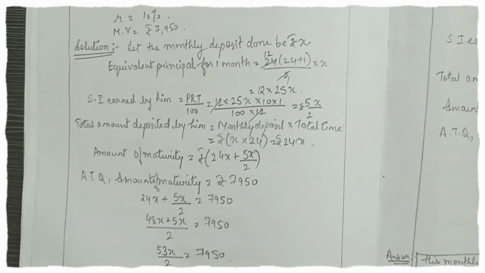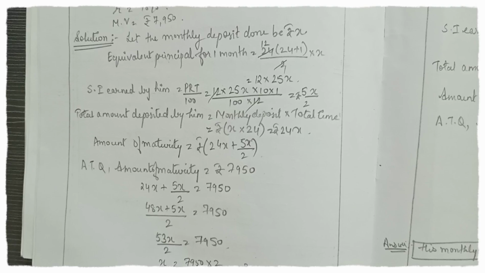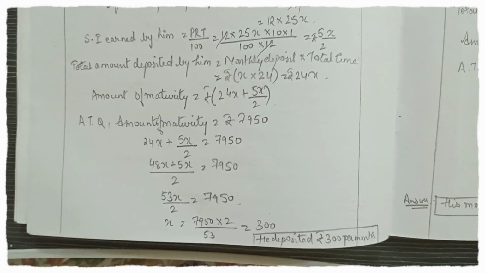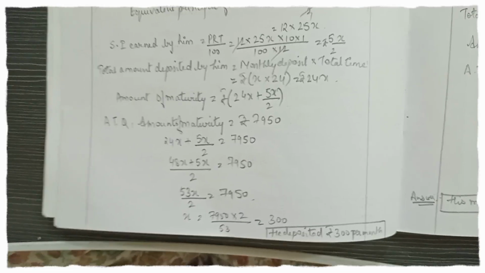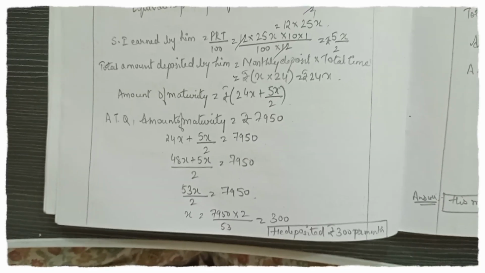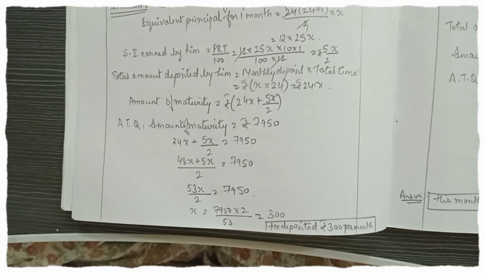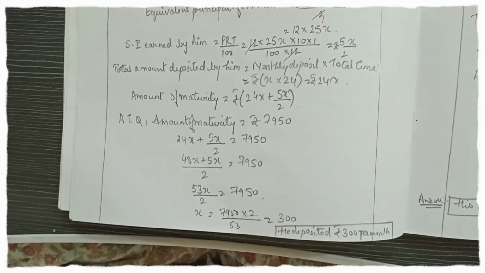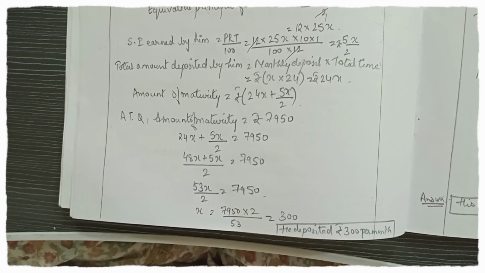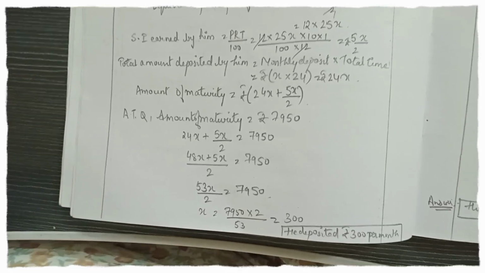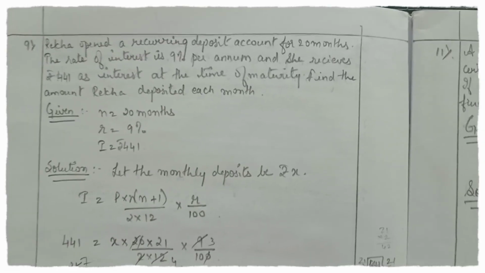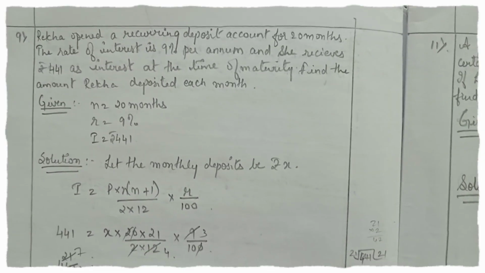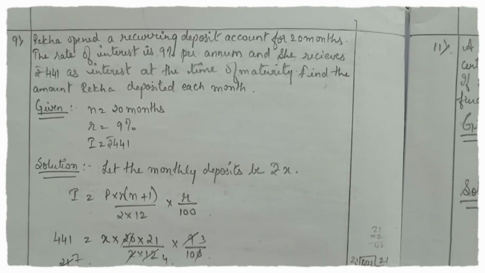Let the monthly deposit be rupees X. Equivalent principal for 1 month, by substituting, it becomes easier in the formula. It will give you 12 into 25x. That will be substituted into the formula of simple interest, and you will get 5 over 2x. Total amount deposited by him is monthly deposit into total time, and the amount of maturity he will get by substituting will be rupees 300 per month.